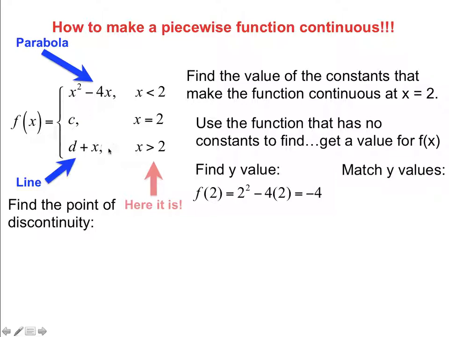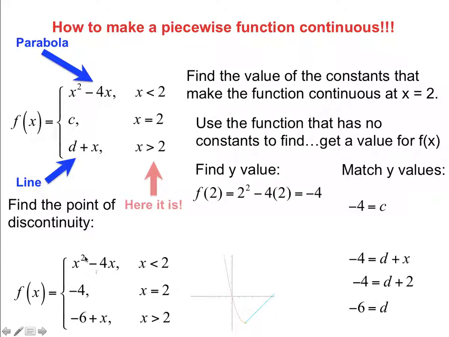So that being the case, that means C has to be -4. And that means D plus x has to be -4. And we know that we're evaluating this at 2, so when we plug in 2 and solve this, D has to be -6. So our piecewise function is going to look like x squared minus 4x for values less than 2. That's this parabola.